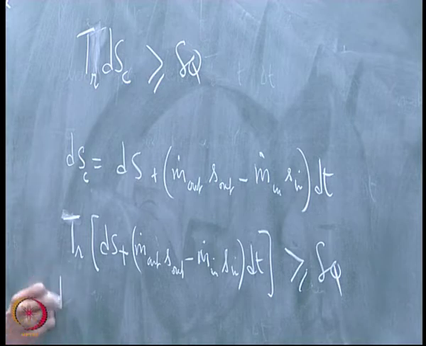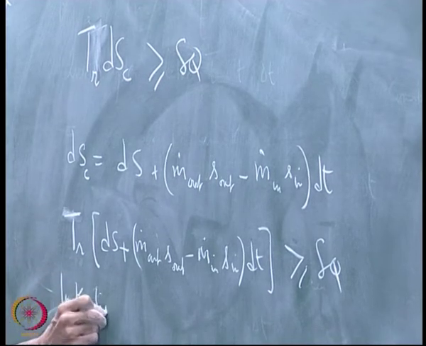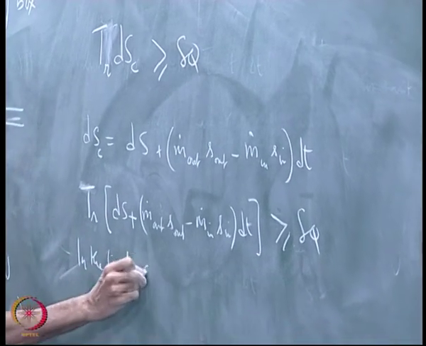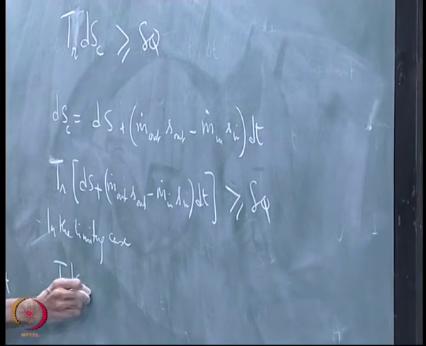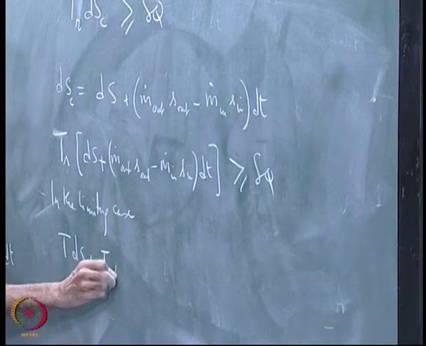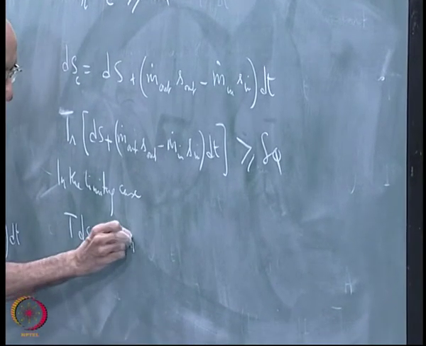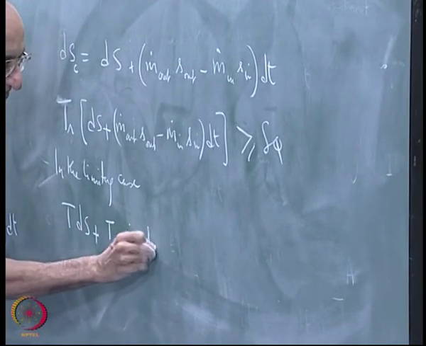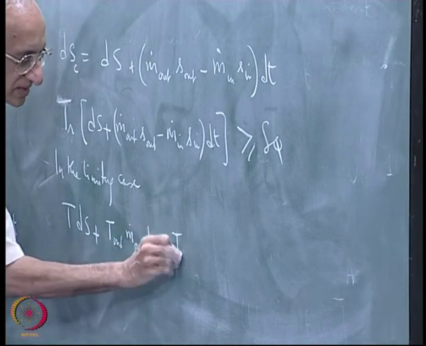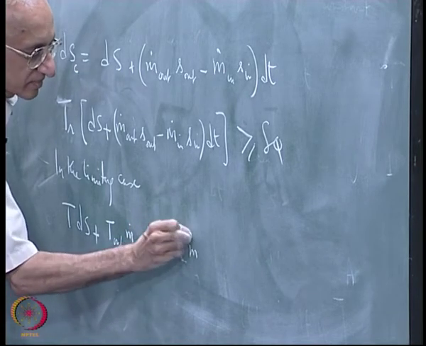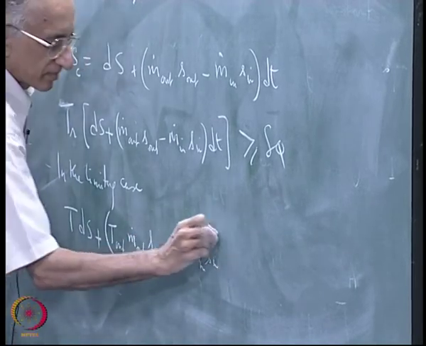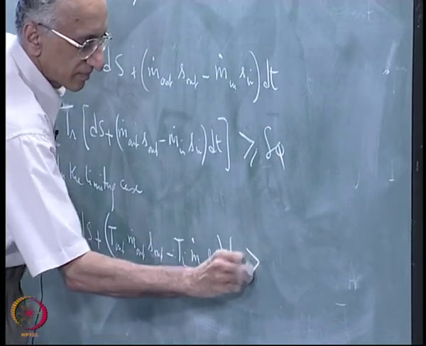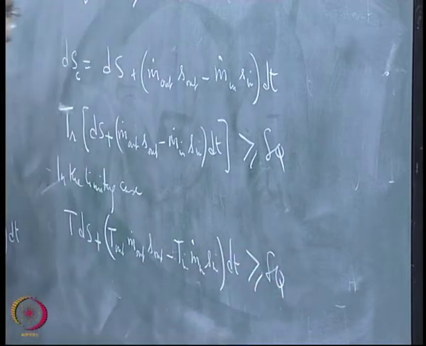So in the limiting case, which is what you are looking at, you will get T dS plus T out m dot out s out minus T in, for an open system.